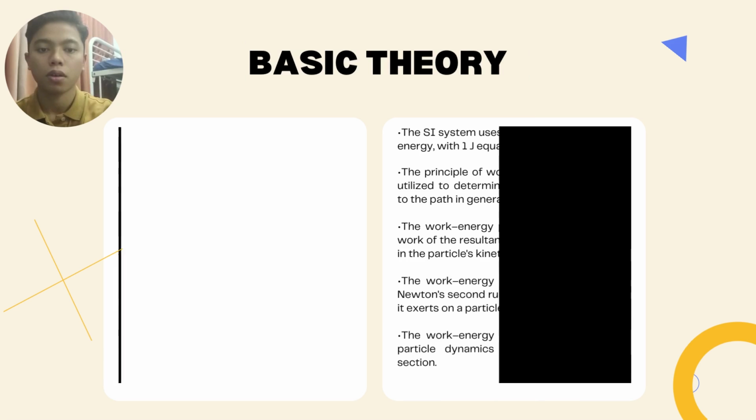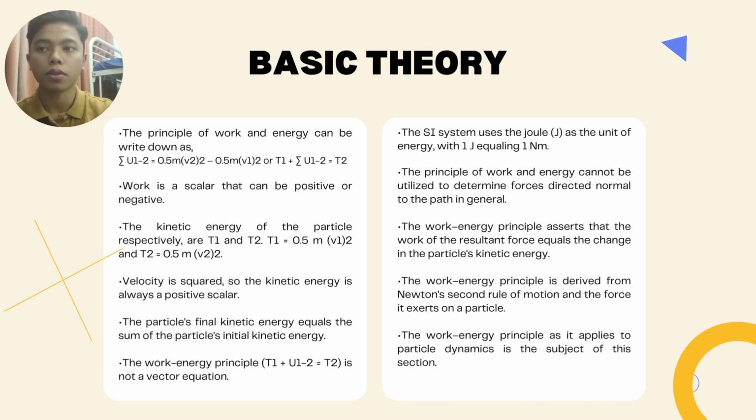So for the basic theory, by incorporating the equation of motion, sum of Ft equals ma, where at equals v dv per ds, the principle of work and energy can be written as T1 plus sum of U1-2 equals T2. The work done by all the forces acting on the particle as it moves from position 1 to position 2 is referred to as U1-2.